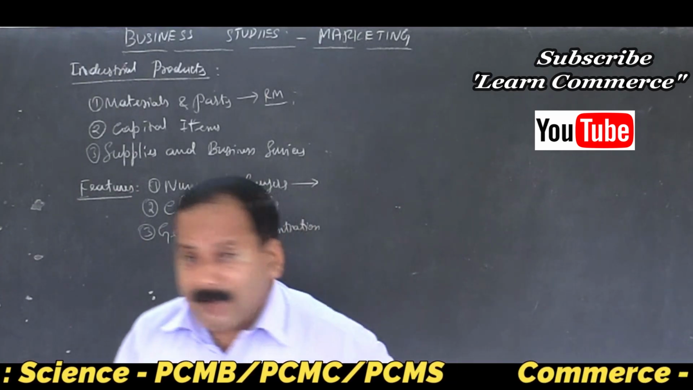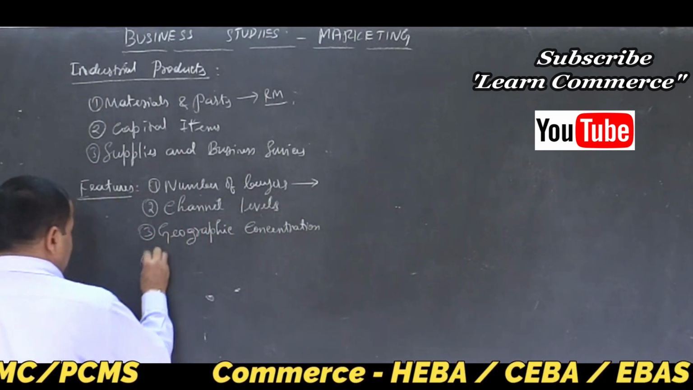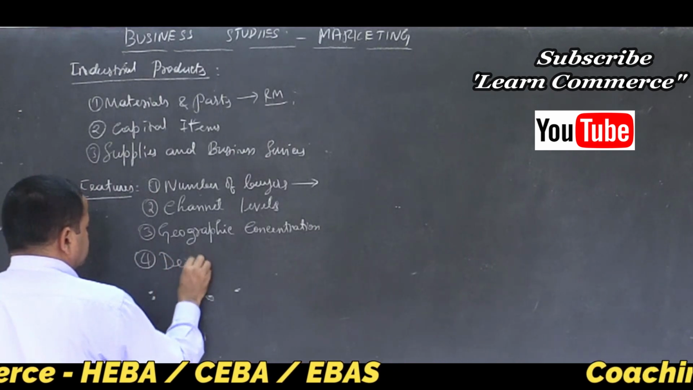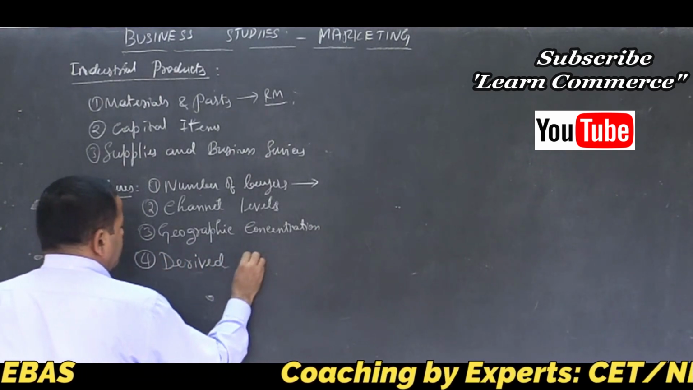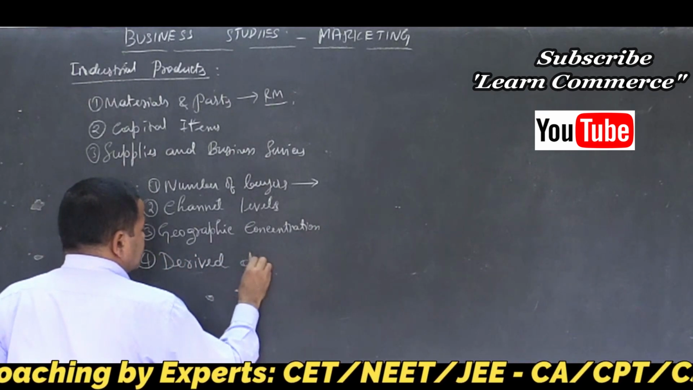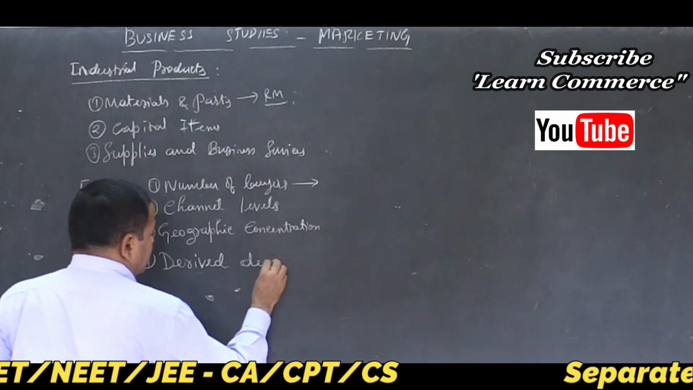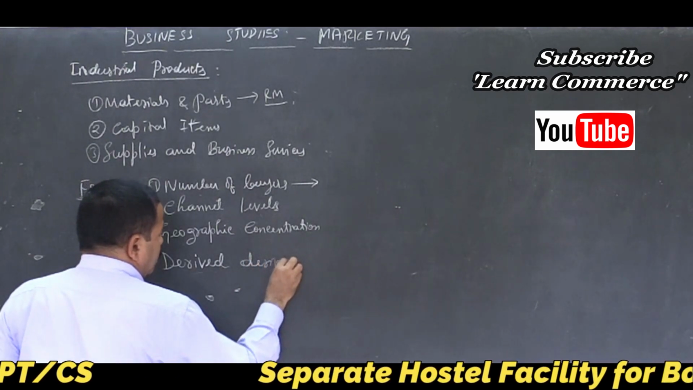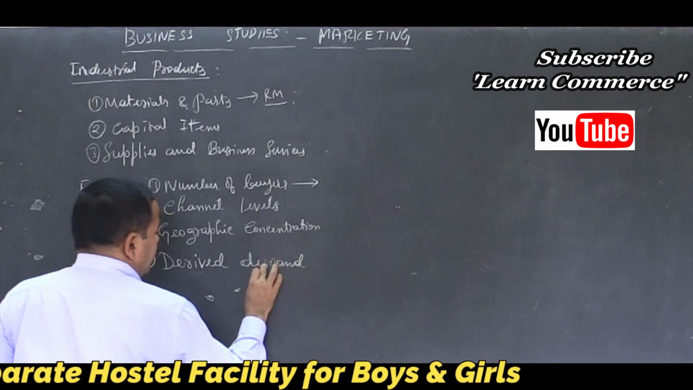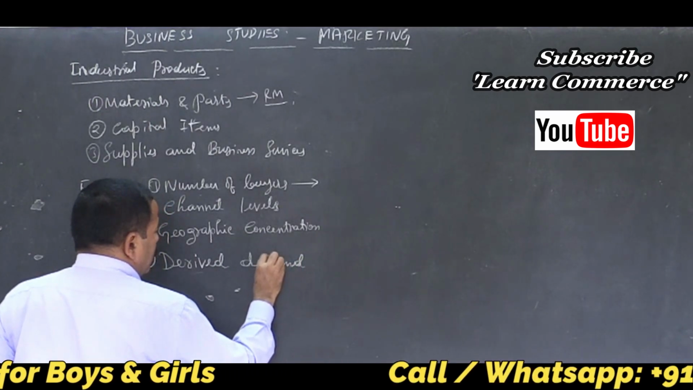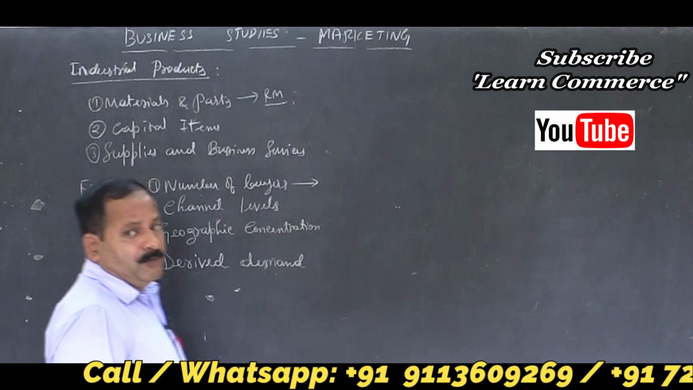Third one is derived demand. Derived demand. What do you mean by derived demand? That is, demand is not direct. Demand for industrial goods is not direct. It depends upon the demand for the consumer goods.